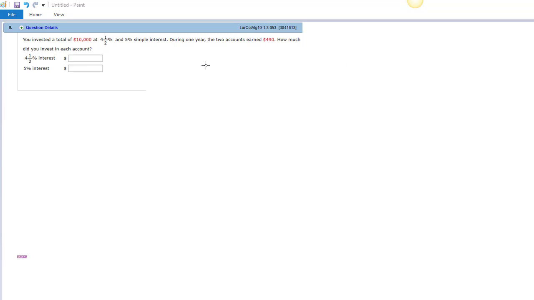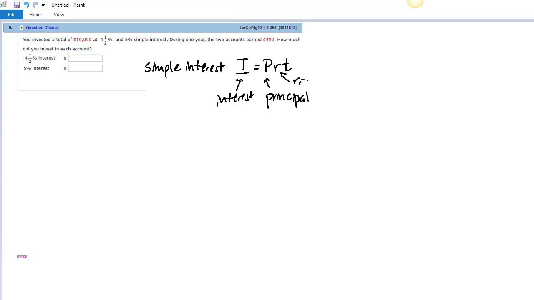In order to start this problem, we need to first understand what simple interest means here. So simple interest is a really basic formula. I equals P R T. I, of course, stands for interest. P here will stand for principal. That's the amount that gets invested. R stands for rate, and T stands for time. And that's how we calculate simple interest.